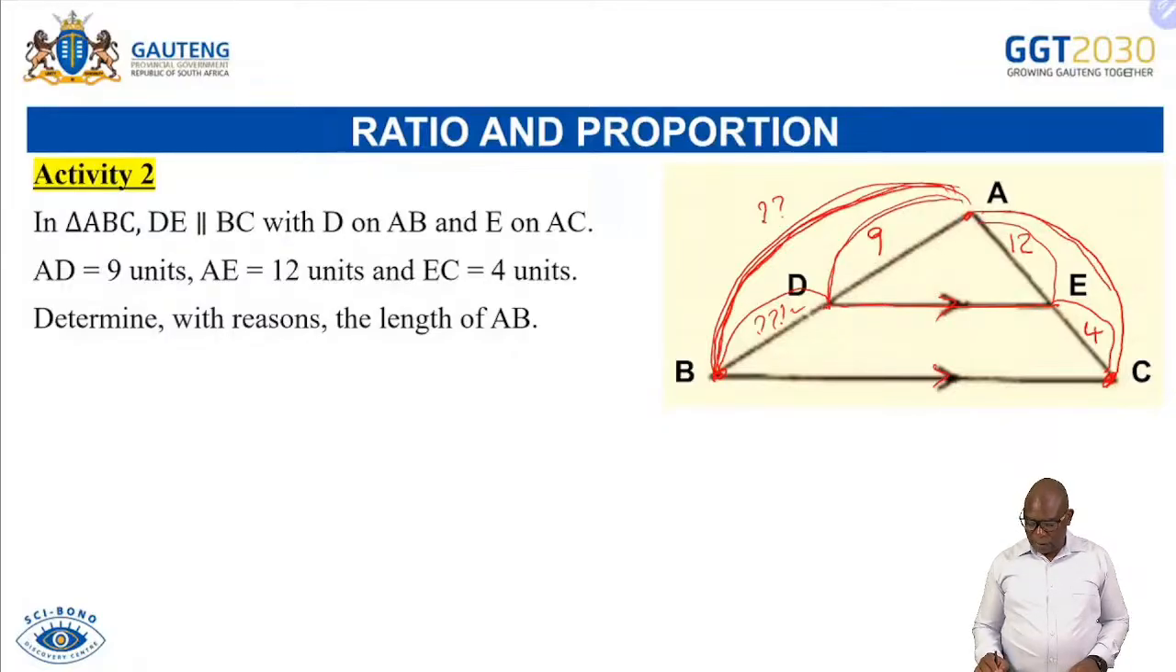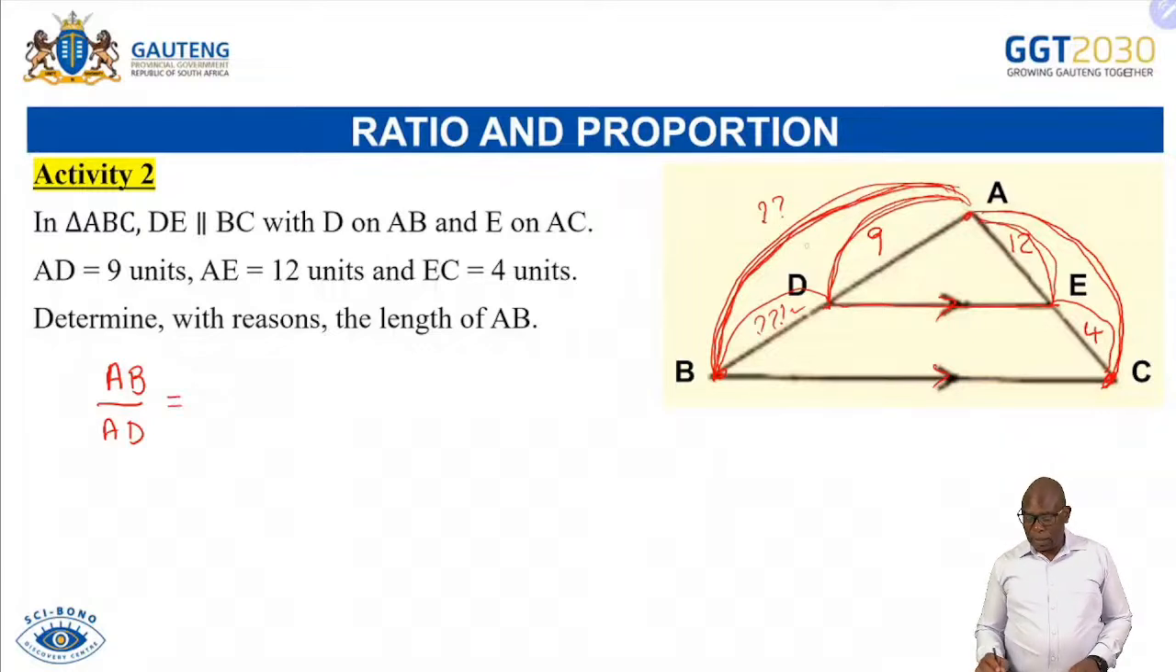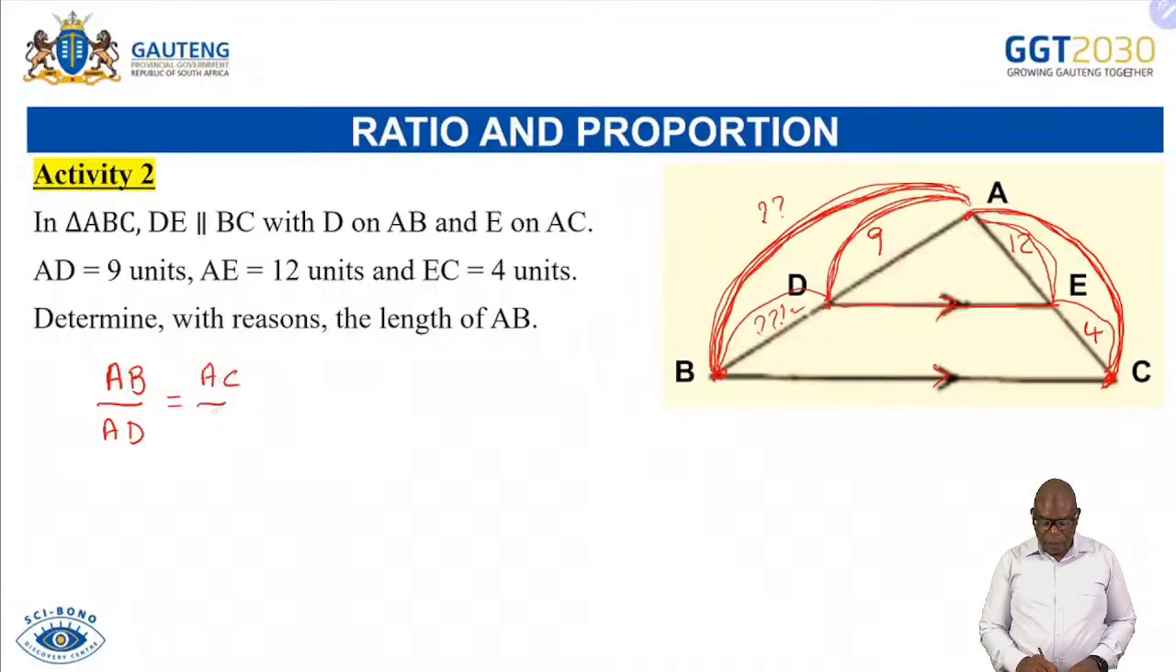Because AB over AD, this side I have AC. I don't have a problem. I'll do it over AE. So I'll say the whole of AB over that small side there, which is AD, 9. The same way I've done on the left-hand side, I must do on the right-hand side, which is going to be AC. On the other side I said AB over AD, so that side I must say AC over AE.